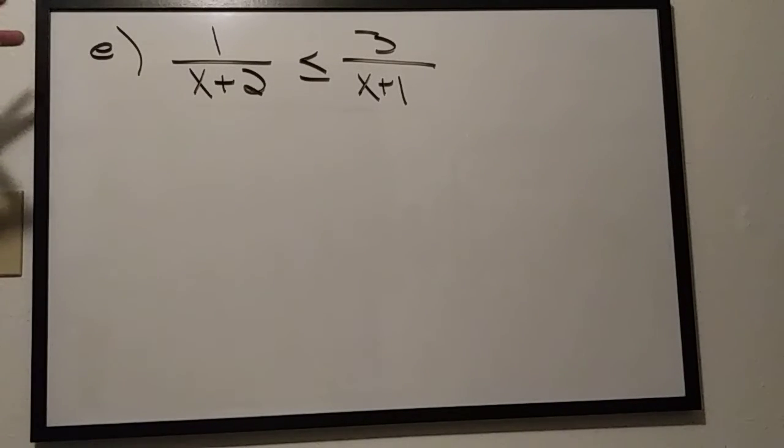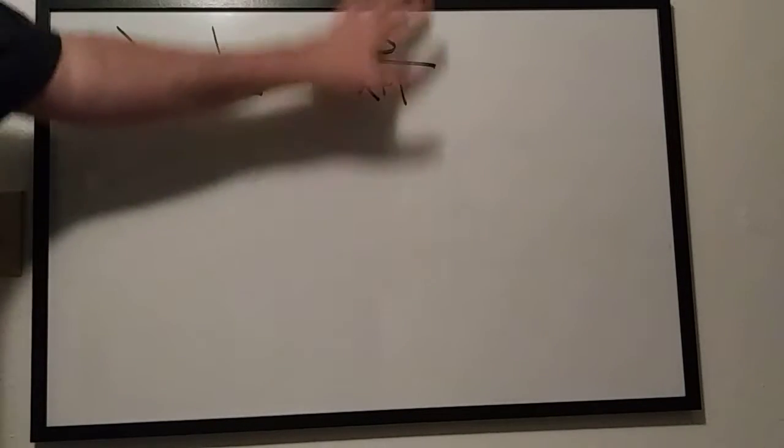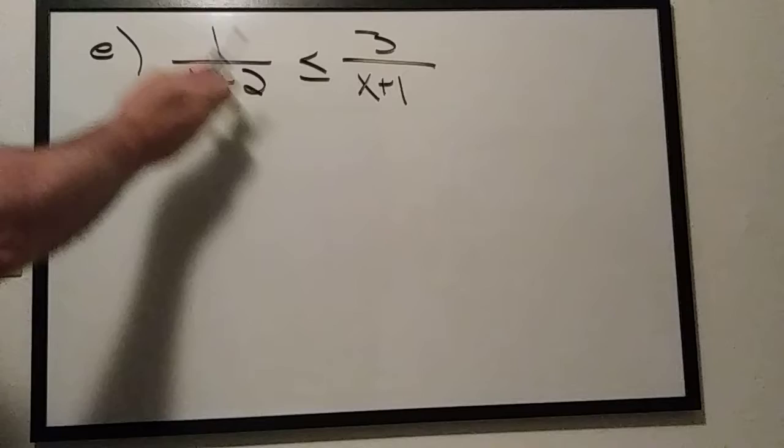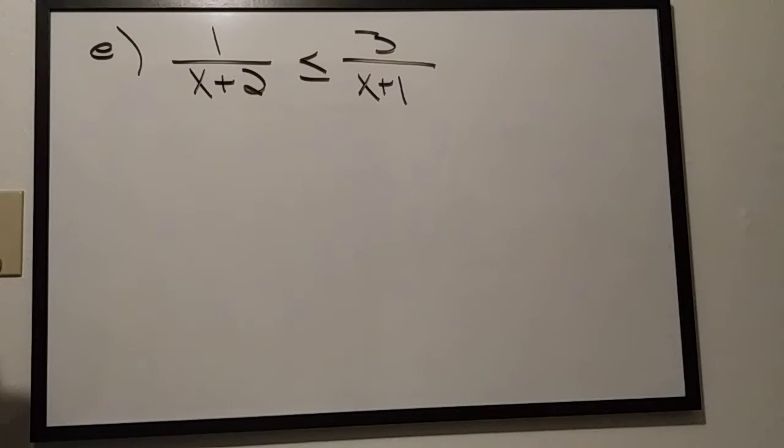As you look at part E, notice that neither side is a 0. So the first thing we need to do is get a 0 on one side or the other. Now, traditionally I like to have the 0 on the right-hand side. So what I'm going to do is subtract the expression on the right-hand side from both sides so that we end up getting the 0 on the right.